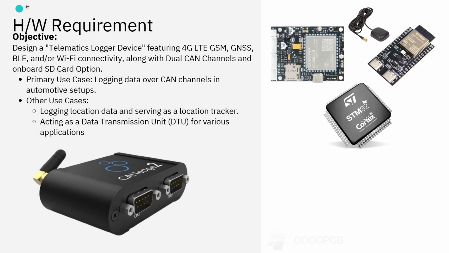So this is what the hardware requirement is. We have to design a telematics logger device that features 4G LTE, GSM, GNSS. So we should have a GPS in place. We have to have BLE or Wi-Fi connectivity along with dual CAN channel. CAN is the controller area network communication channel that needs to be there. And since it's a logger device, we need an SD card option as well. The primary use case is logging the data over the CAN channel in an automotive setup.